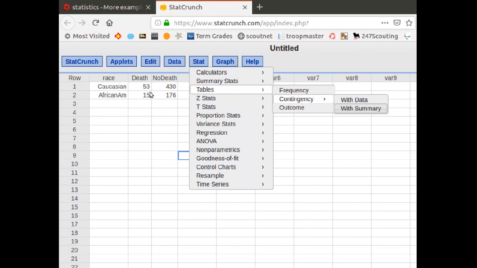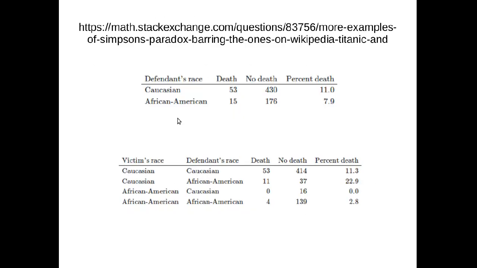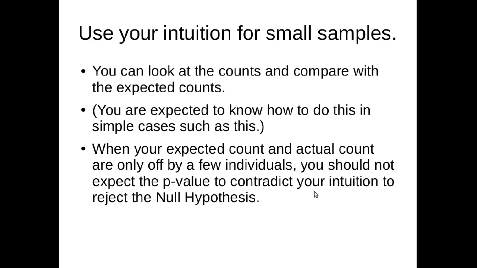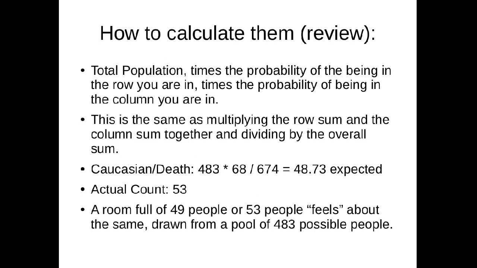Okay, so this is kind of hazy. But for example, here where there's a 0, that is a glaring indicator that you don't have enough data. When your expected count and actual count are only off by a couple individuals, you should not expect the p-value to contradict your intuition and reject the null hypothesis. So if you're only off by a little bit, you should fail to reject the null hypothesis.